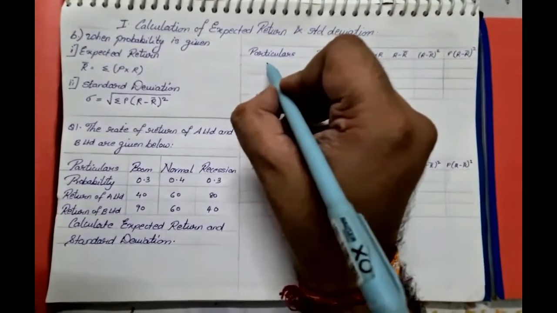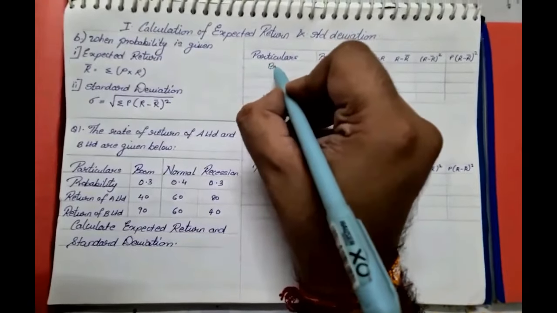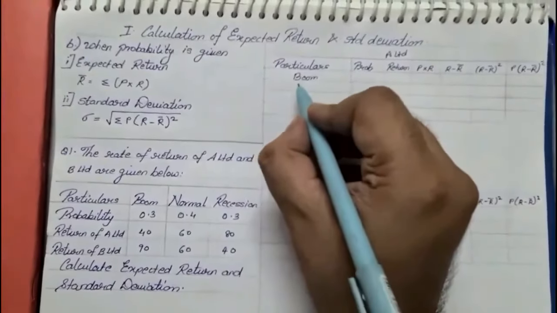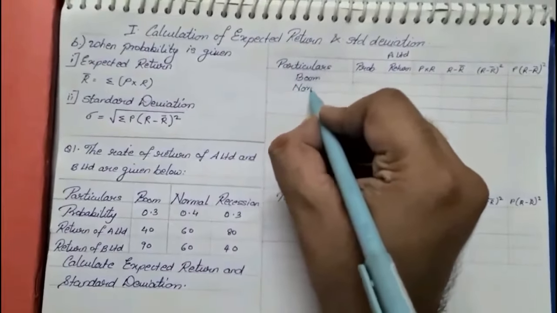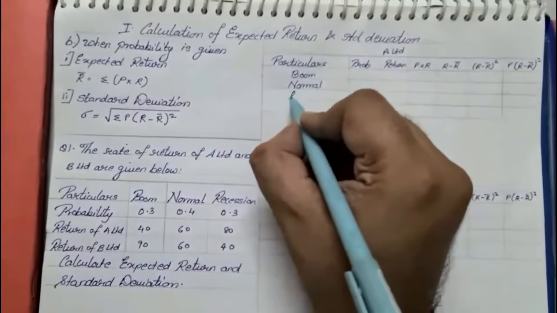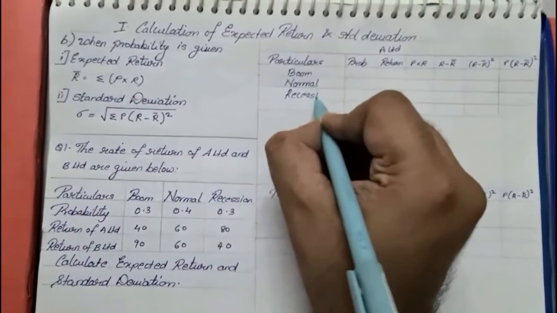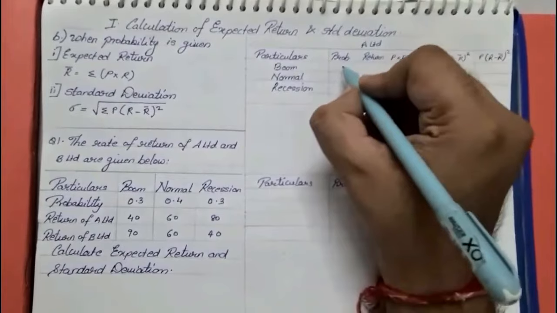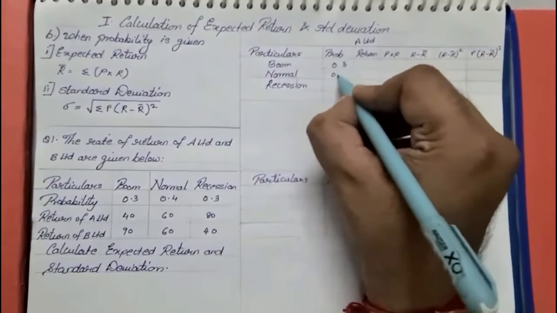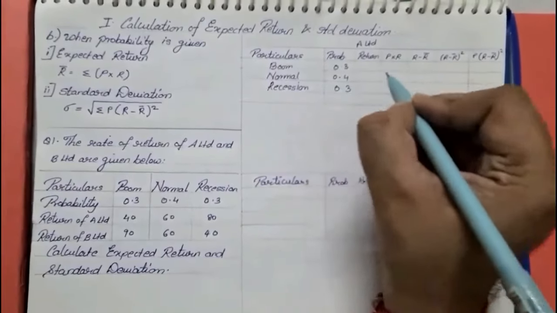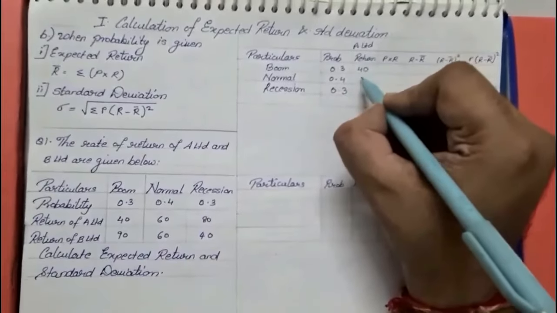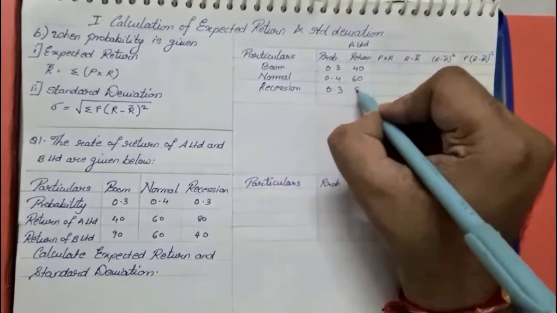In particulars we have been given 3 conditions. One is the boom period, the other one is normal period, and last one is the recession period. Now the probability which is given here is 0.3, 0.4 and 0.3. The returns of A limited are 40, 60 and 80.